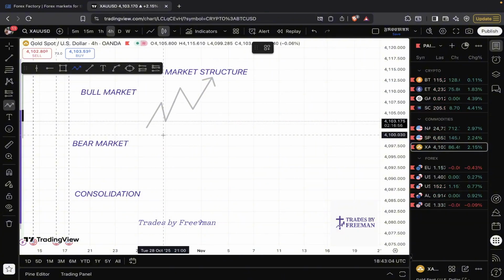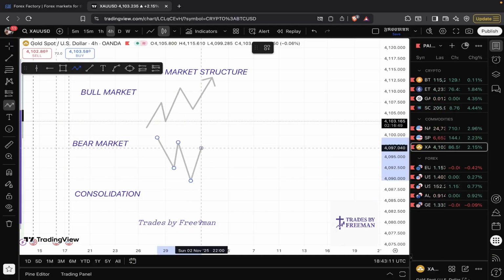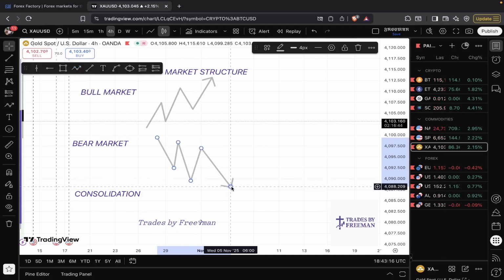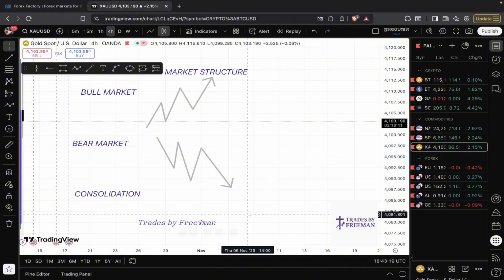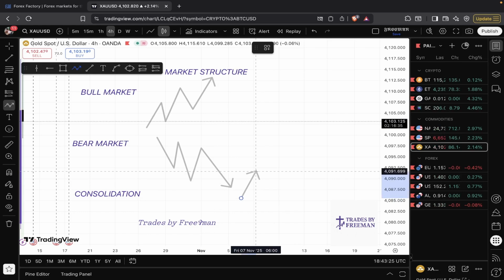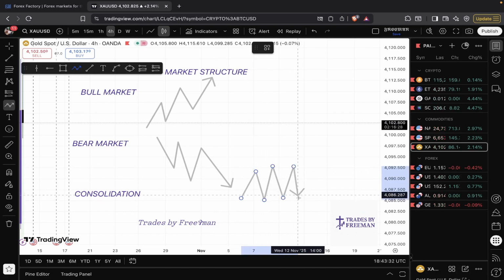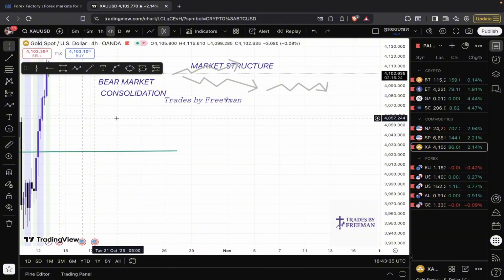And in a bear market, it is signaled by lower lows, lower high, lower low, lower high, lower low. You understand? And when it comes to consolidation, there's no structure. Price goes up, comes down, goes up, comes down, comes up, comes down. So I'm going to show you all three on the charts.